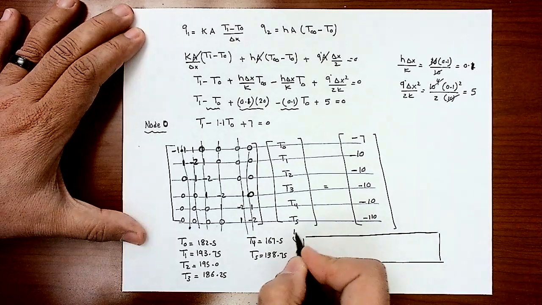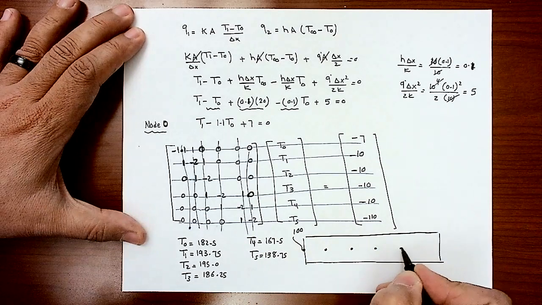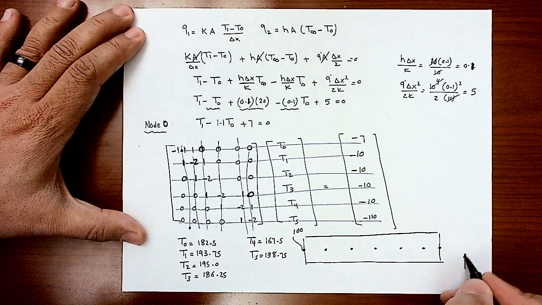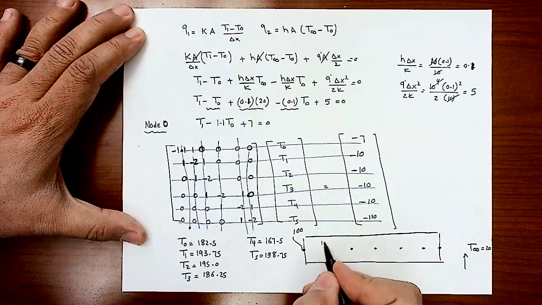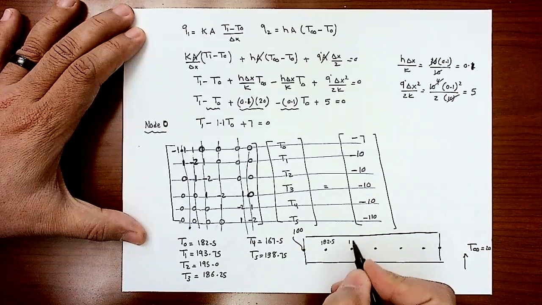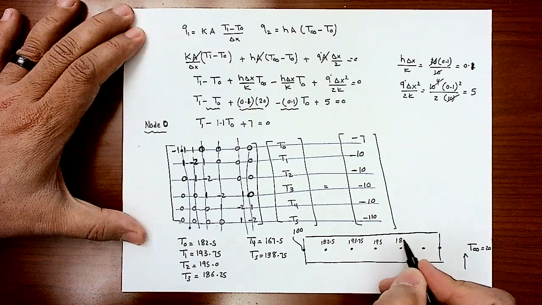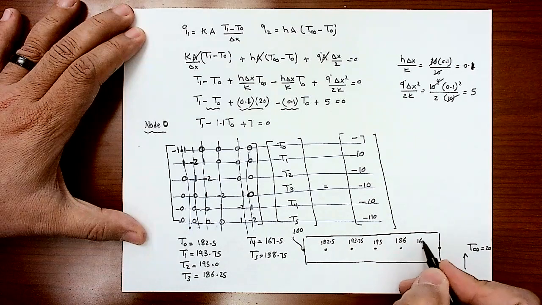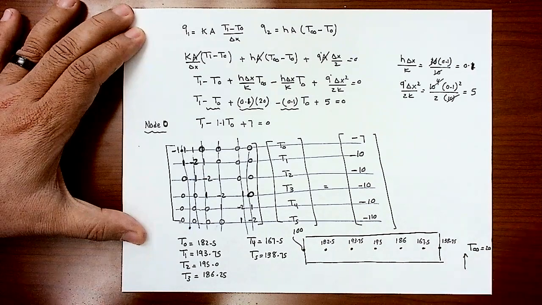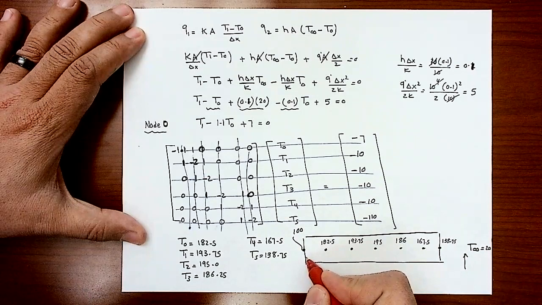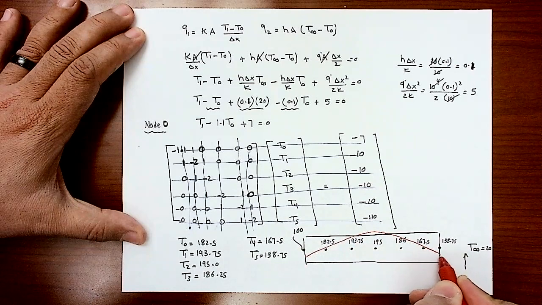This is 100, then nodes 5, 4, 3, 2, 1, and 0. And here I have T infinity equal 20. So I got 182.5, 193.75, 195, 186.25, 167.5, and 138.75. And I got this. So it seems I have an increase in temperature, then it goes down after that, like this.